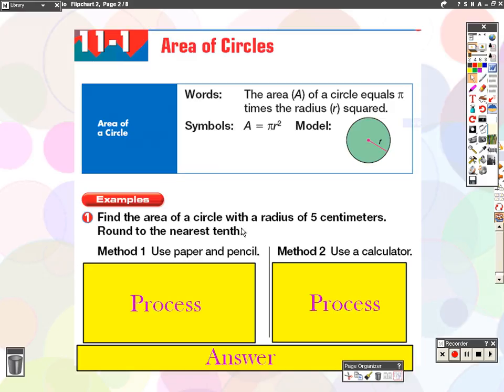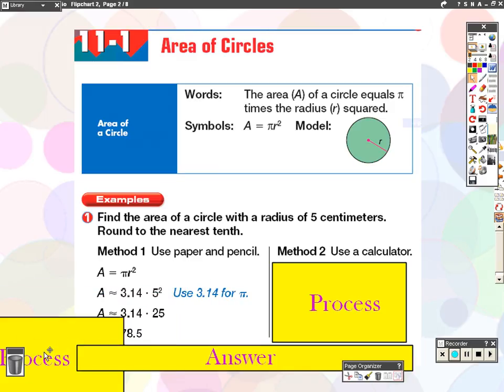So if we're finding the area of a circle with a radius of 5 centimeters, we want to round to the nearest tenth in our final answer. The process is to first use the formula, recognizing that the pi will be substituted with 3.14. The radius, which we get again from the information within the problem, is 5 centimeters. We need to recognize that we are squaring it and not just saying 5 times 2, but instead 5 squared, which is 5 times 5. Once we have our 3.14 times 25, we get our final answer, rounded to the nearest tenth.